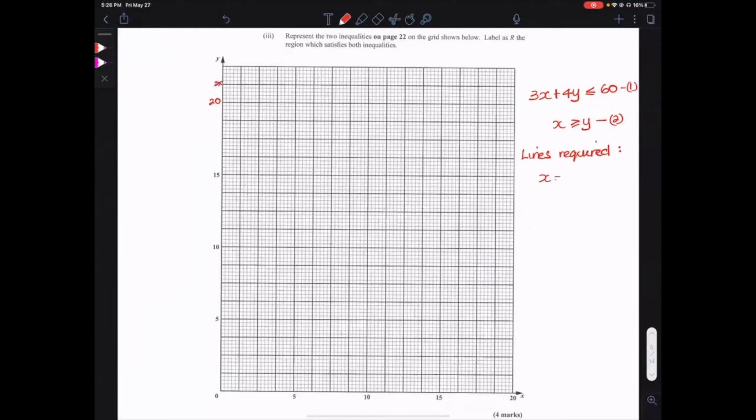So the first thing we're going to draw is x equal to y. So we have x values 5, 10, 15, 20. x and y take the same value. So x is 5, y is 5. That's my first point. x is 10, y is 10. That is my second point. x is 15, y is 15. x is 20, y is 20. Notice it is a straight line. So go ahead and draw it. So this is the line x equal to y.